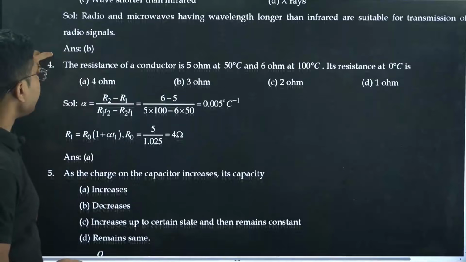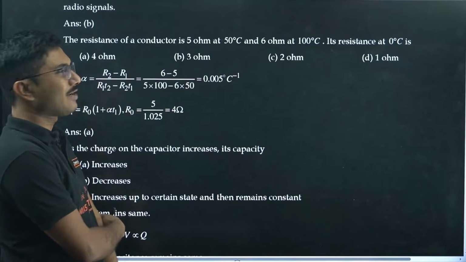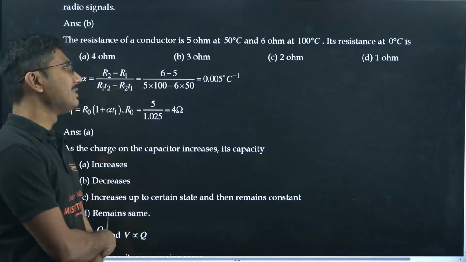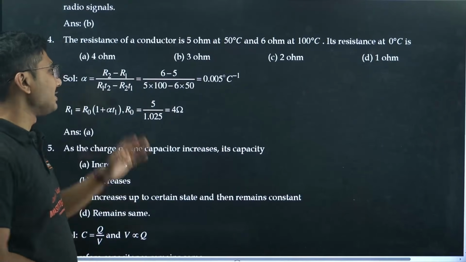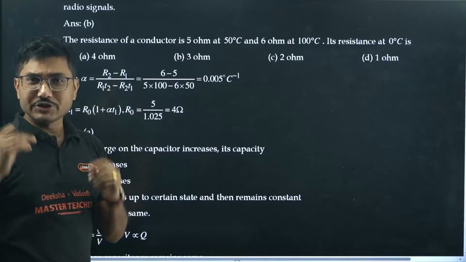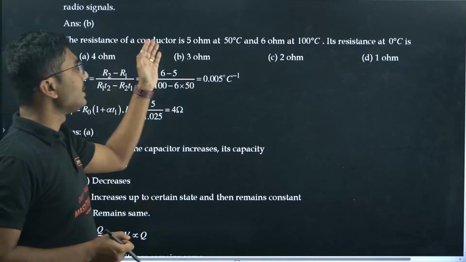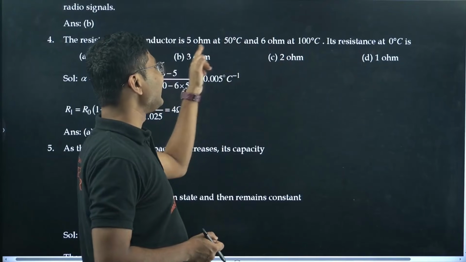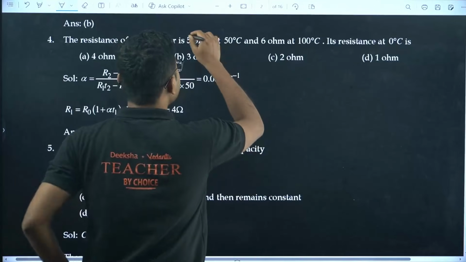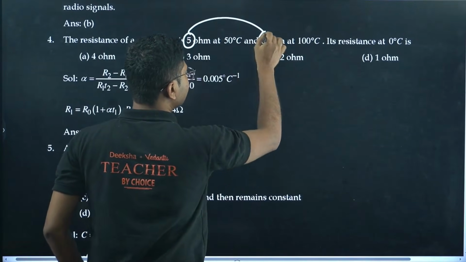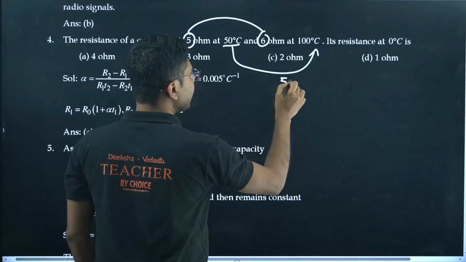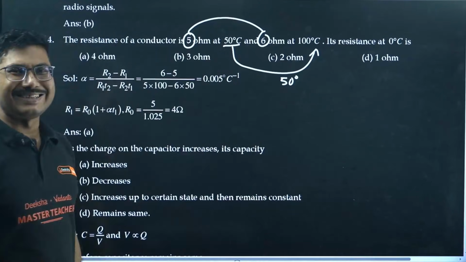Question number 4: The resistance of a conductor is 5 ohm at 50 degrees Celsius and 6 ohm at 100 degrees Celsius. The resistance at 0 degrees is? You can answer this question in 2 ways. One is mathematically, as given in the solution, and you can calculate the resistance to be 4 ohm. There is a logical reasoning for this question as well. From 50 to 100, the resistance increases from 5 to 6, an increase of 1. The increase in temperature is 50 degrees. So a 50 degree increase means resistance increases by 1.